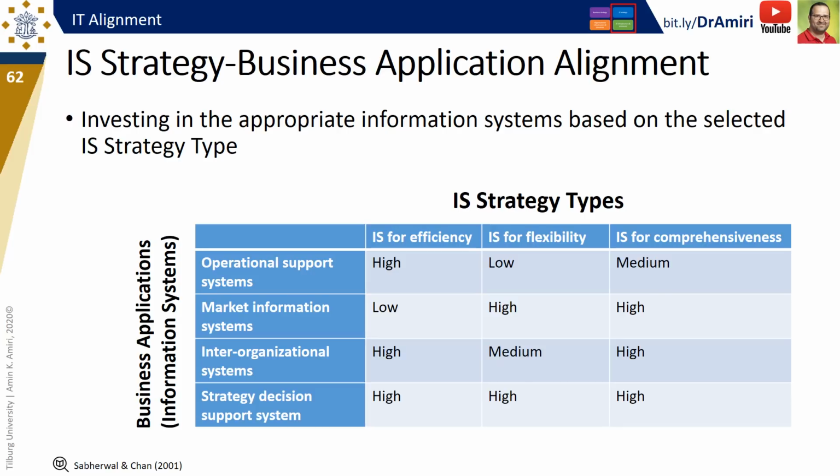Jim Barton, the CIO, may choose IS for flexibility. However, that means higher investment in market information systems and strategy support systems and de-escalating investment in operational support systems. In a similar vein, IS for comprehensiveness means higher investment in market information systems, inter-organizational systems, and strategic decision support systems.